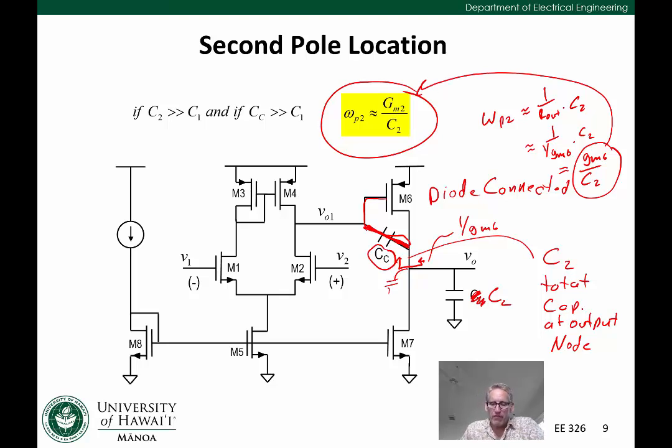So we can see that at high frequencies, M6 starts to look diode connected and presents a low impedance, and therefore we get a very high pole frequency.